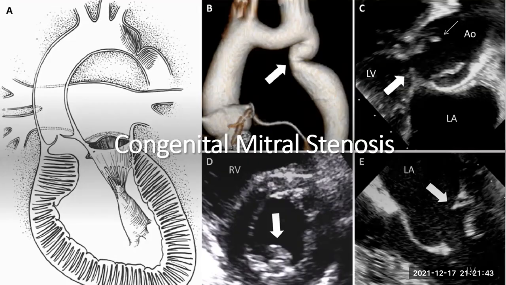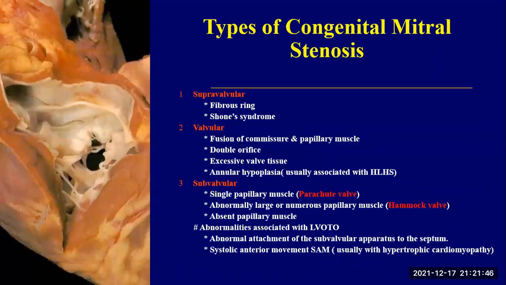So, congenital mitral stenosis, we have several types. We're gonna divide them into three types: the supravalvular, the valvular, and the subvalvular. The supravalvular, when we have a fibrous ring, like in Shone's syndrome; the valvular, when we have a fusion of the commissures and papillary muscle, like in rheumatic mitral disease. And when we have a double orifice mitral valve, excessive valve tissue, and annular hypoplasia, which is mostly associated with hypoplastic left heart syndrome.